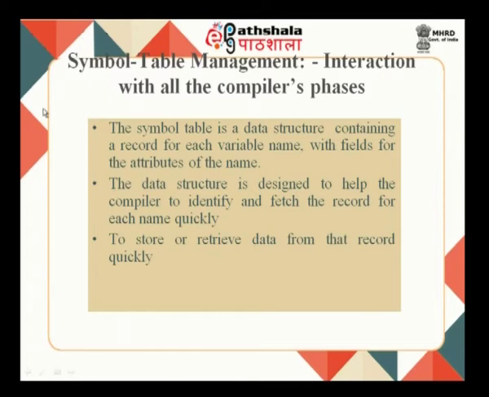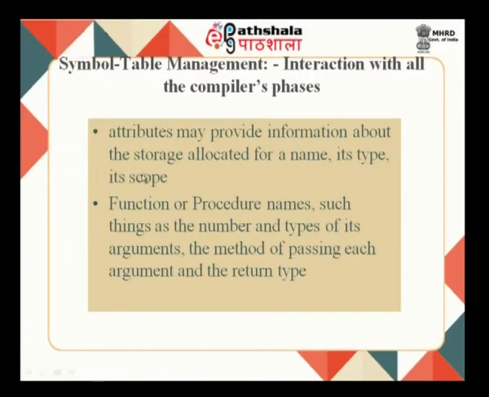That is going to be a point of consideration here. Now, we talked about what is called a symbol table in the phases of the compiler. The symbol table is a hash table like data structure containing a record for each variable name with fields for the attributes of the name. The data structure is designed to help the compiler identify and fetch the record for each name very quickly. It is also to store or retrieve data from the record very quickly. So, it is basically managed as a hash table, which effectively retrieves, stores and accesses data at a very fast rate. It also interacts with all the compiler's phases.